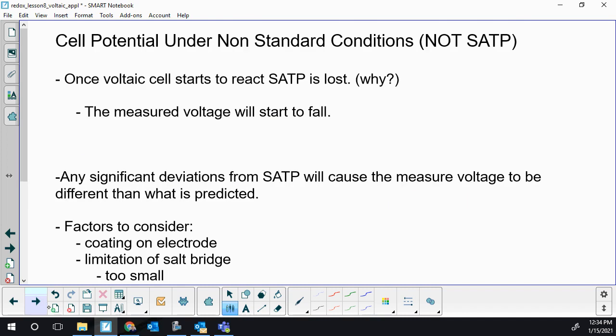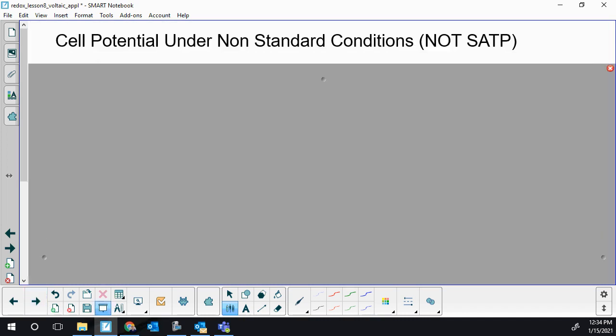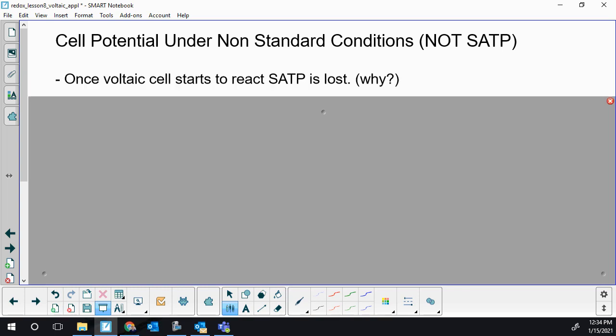So cell potential under non-standard conditions. Okay, we're not at SATP. We don't have 1 mole per liter. We don't have both sides. We've got whatever you happen to have. We'll first start with voltaic cells and then leave SATP in standard conditions. Okay. Once a voltaic cell starts to react, SATP is lost.